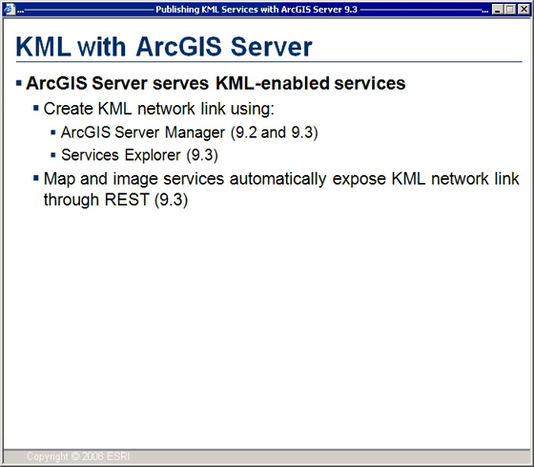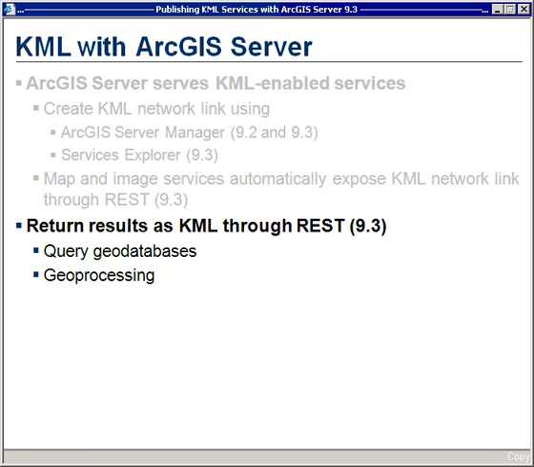Services Explorer also has an option to take your KML-enabled service and create a network link for it. And then in addition to that, you also have a default network link that gets created automatically through REST at 9.3. So all map services and map and image services will automatically have that network link available.